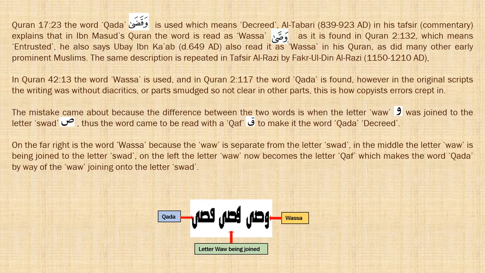On the far right is the word wassa because the waw is separate from the letter sad. In the middle, the letter waw is being joined to the letter sad. On the left, the letter waw now becomes the letter qaf, which makes the word qada by way of the waw joining onto the letter sad completely.